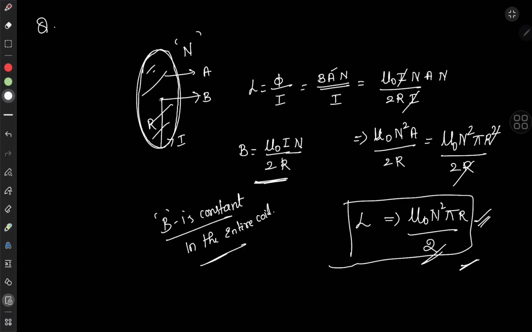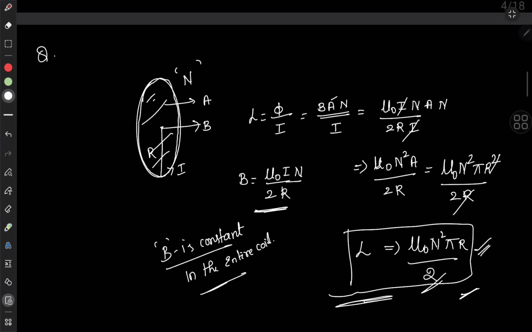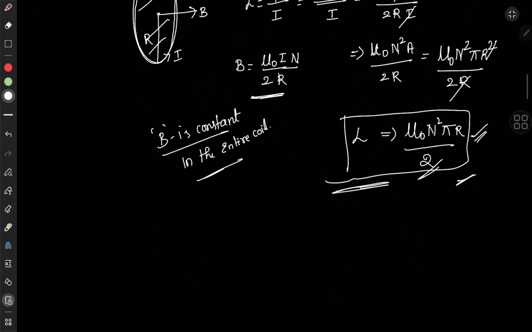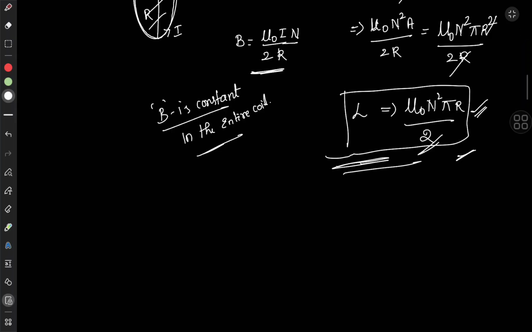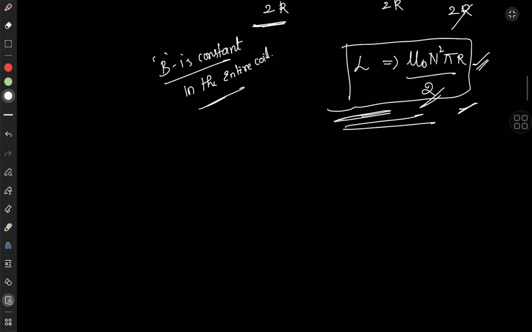But we can make an approximation that at the center as well as in the entire surrounding, if the radius is very small, this is going to be the self-inductance. For JEE level this is enough. For JEE as well as KCET you can write the same equations. Now once we understand the self-inductance equation, we are going to understand mutual inductance.